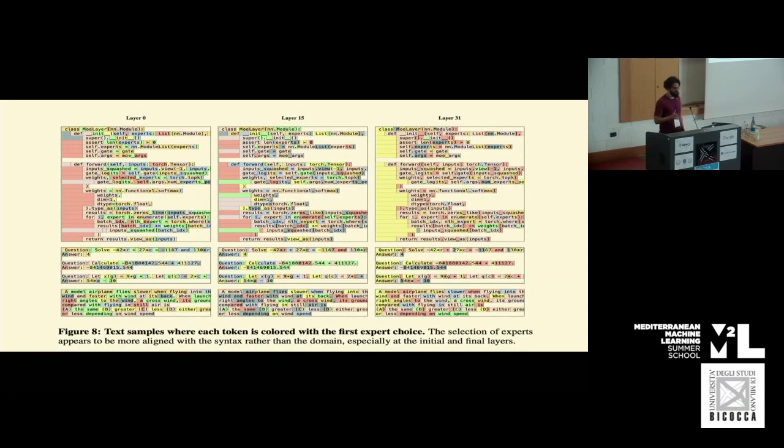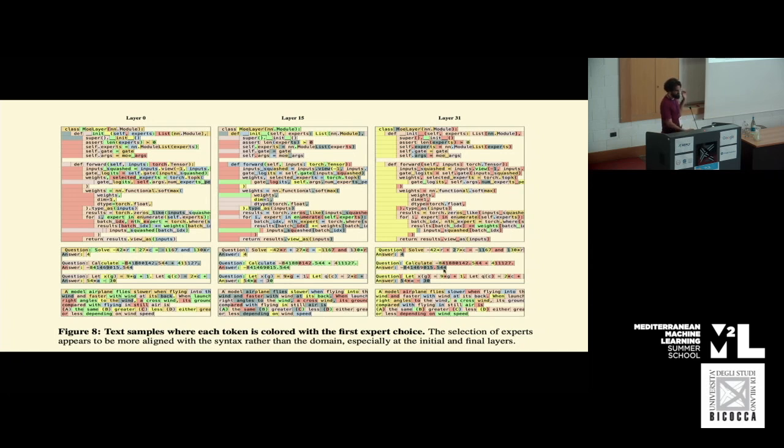And this is what the routing decisions look like if you peek into it. This is basically taking the same bit of code and looking at 3 layers, one in the beginning, middle, and end. What are the routing assignments per token? Every color here is a different expert. I think the first thing you notice is that it's hard to tell if there's any pattern. But you can see some things, right?